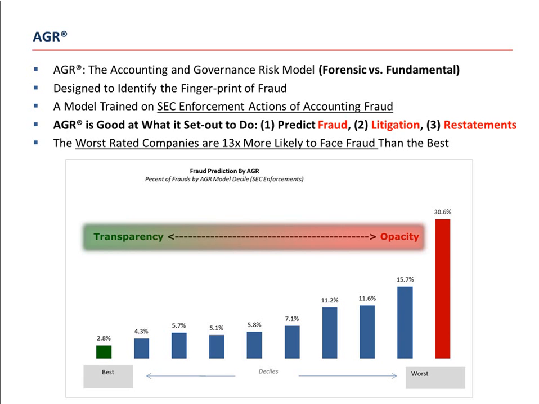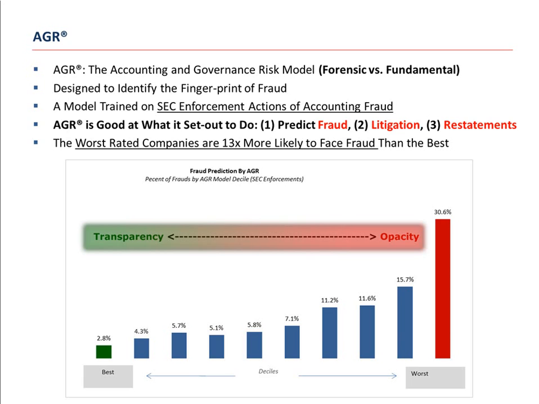And the first model we set out to create, the AGR, Accounting and Governance Risk Model, took a look at the world from a forensic point of view rather than a fundamental point of view. We got a whole bunch of smart people in a room, and they educated us on the difference between forensic analysis and fundamental analysis and how auditors look at the world. Our singular goal was to create a model designed to identify the fingerprint of fraud. And by fraud, we mean specifically a model trained on SEC enforcement actions of accounting fraud.